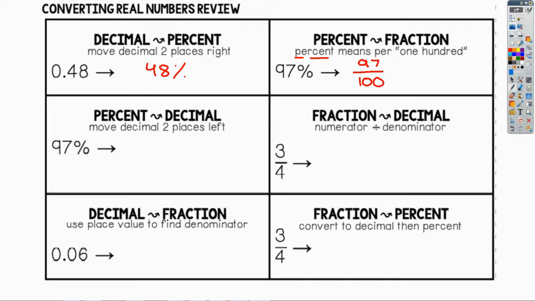Our next one, we want to turn a percentage into a decimal. When you turn a percentage into a decimal, you really just want to divide by 100. Remember, the word percent literally means divide by 100. So you would just do 97 divided by 100 in your calculator or in long division, and you get it as a decimal. Another way to look at it is if you have a percentage, you want to move your decimal 2 places to the left.